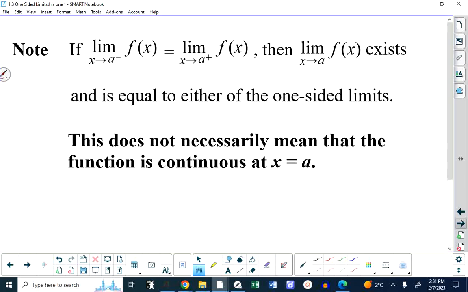If the left-hand limit, which is this that I'm underlining, is the same as the right-hand limit, and believe me, that's not a common abbreviation, that's just me being a little lazy, then the limit exists and is equal to either of those limits. I want to point something out to you here. It does not necessarily mean the function is continuous.